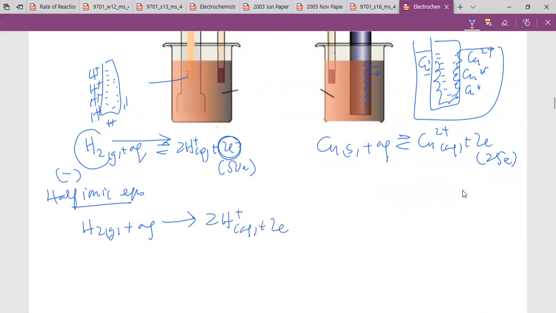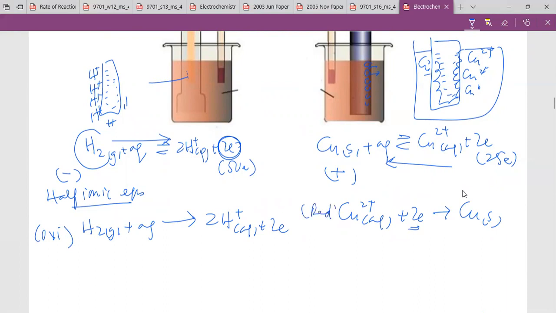And over this side is a positive pole, right? To receive electrons, is it going this way? It's not. Copper must be depositing here. So the half ion equation is Cu2+ aqueous plus 2 electrons, whose electrons are hydrogen's electrons, to become one directional copper solid. So this is now oxidation, and this is now reduction.